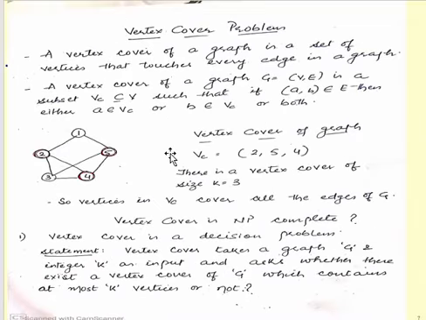So again I am repeating, what is the vertex cover problem? If you have been given a graph G and an integer k, you need to find out whether there is any vertex cover of size k. If you have a vertex cover of size k, the output of this would be 1, otherwise it would be 0.